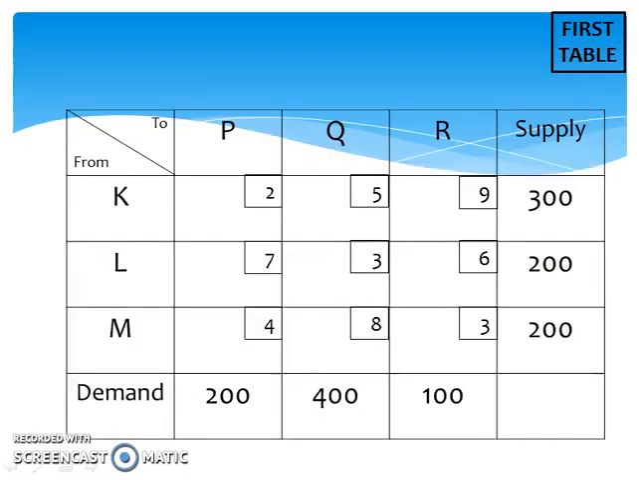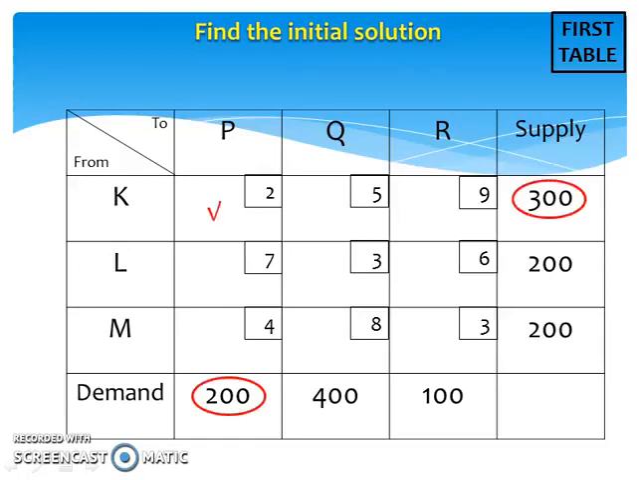Suppose that a transportation table has been set up like this. We will begin solving this problem by finding the initial solution. To find the initial solution, begin at this square, look at the corresponding supply and demand value, and choose the smallest value. Here, between 300 and 200, the smallest value is 200, so assign 200 to this square.